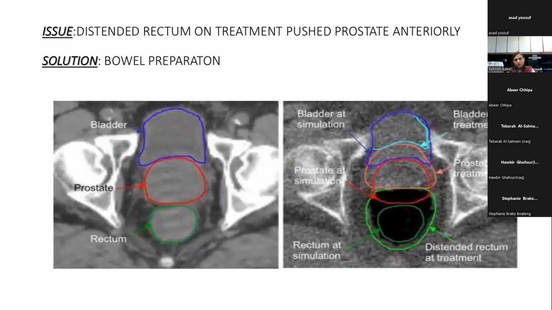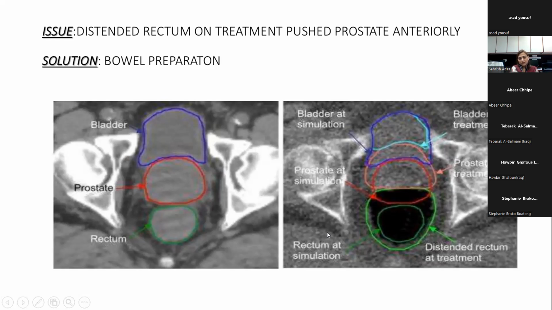I put this picture, but this is not our patient. I took it from other resources, not our own patient, but I want to discuss this issue as well. What happens in prostate cancer patients, once we do very good planning in the simulation, or when we are doing the planning CT scan. But what happens in the treatment, sometimes the rectum becomes distended. And you can see this green line is the rectum, this red line is showing the prostate, and this blue line is showing the bladder.